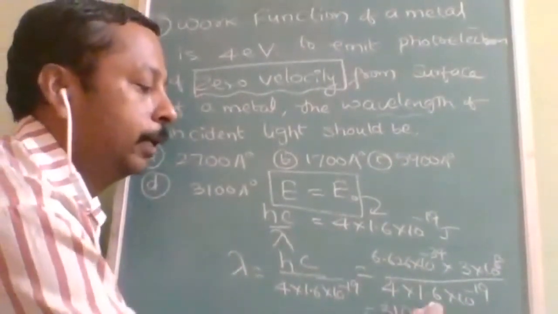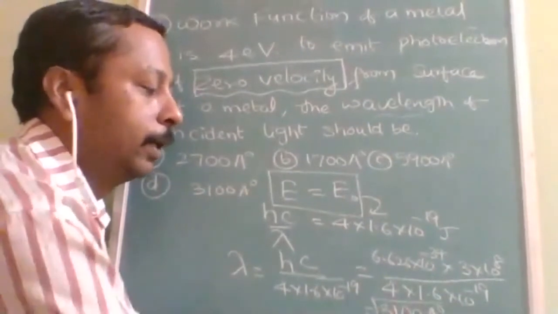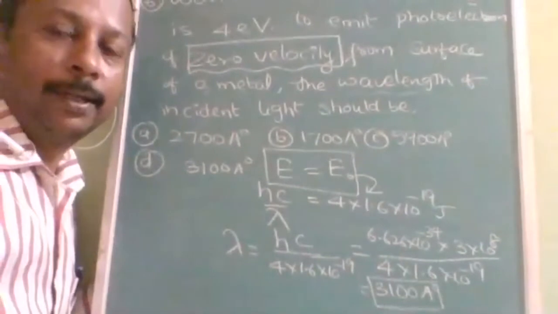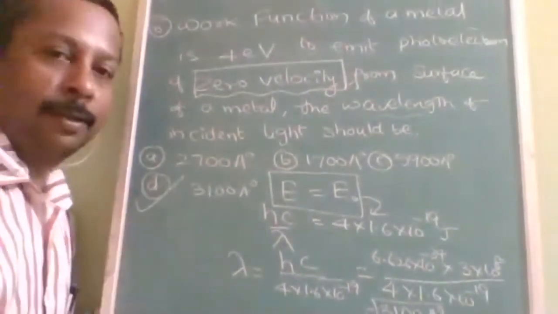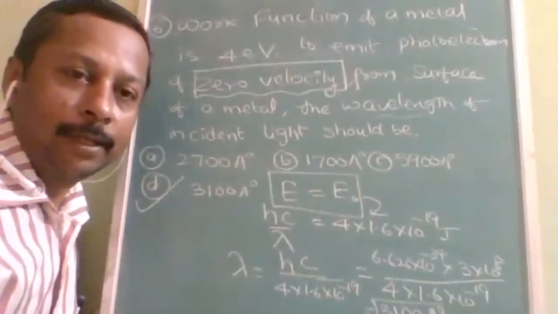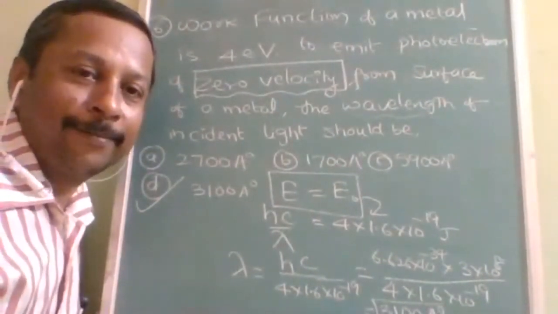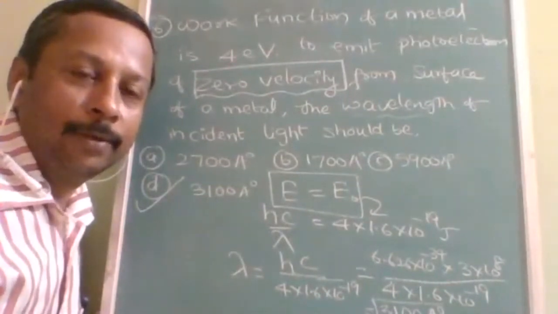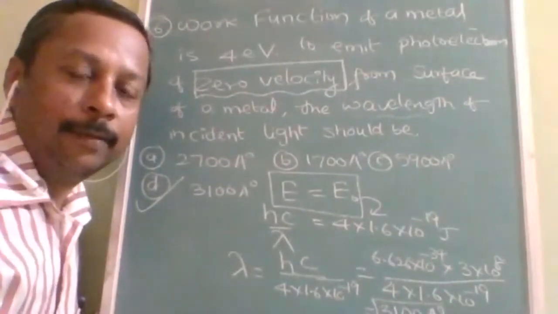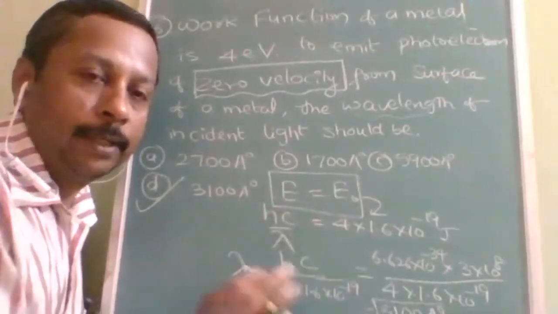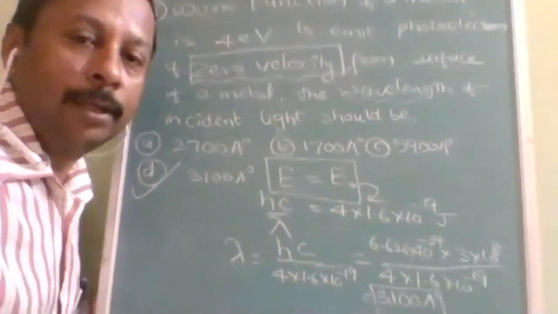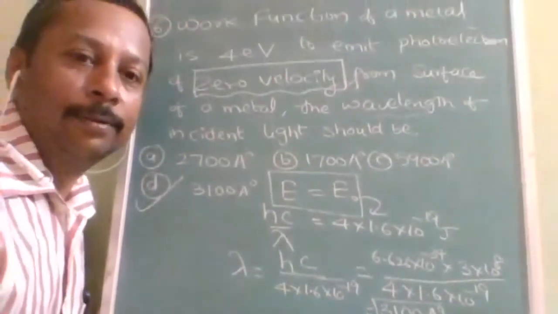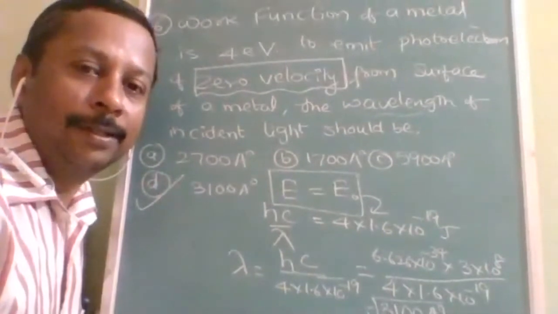I have done it and I got 3100 angstrom. So what is my answer? My answer is D answer. And my answer matches with the correct answer. What about your answer? I also want that your answer should also be D. If there is any mistake, just go through it once again, see what mistake you have done. Calculation mistakes are not at all allowed. Okay. So let us see the next bright question.